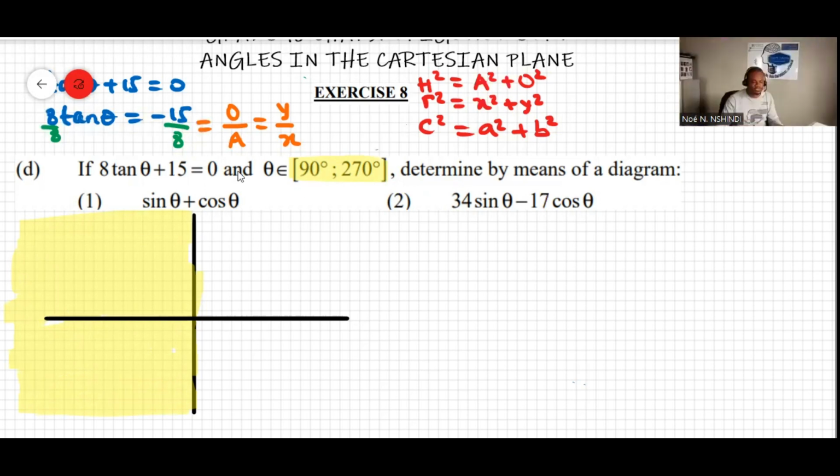Okay, we have opposite is negative 15 over 8. So my triangle can be in the third or the fourth quadrant. So how will I know where to place it exactly?